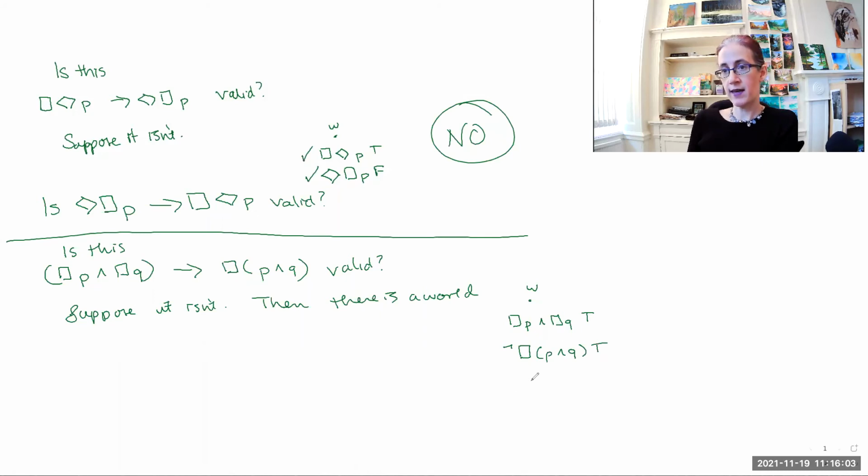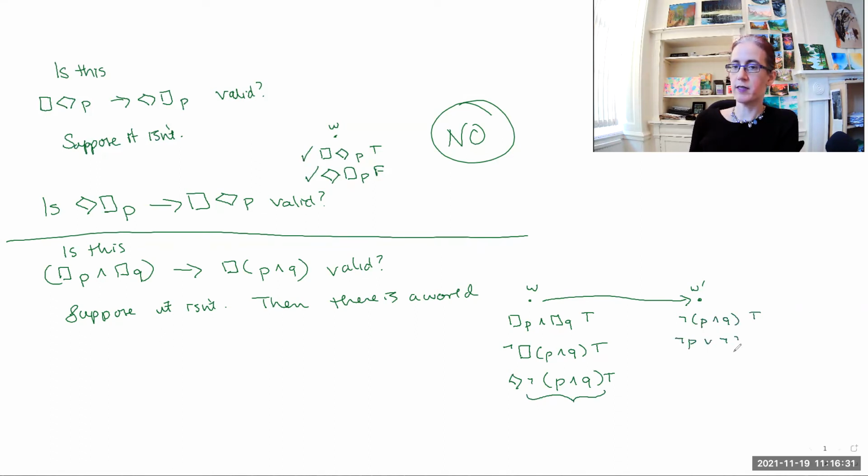If we have a not necessarily formula, this is, as we've seen before, the same as saying that it's possibly not true. In order for the possibility claim to be true, W has to see a world, let's call it W prime, where this part actually holds. There needs to be a witness to the possibility. So this gets us not P and Q being true, which by De Morgan's we know is going to be the same as either not P or not Q, or possibly both.